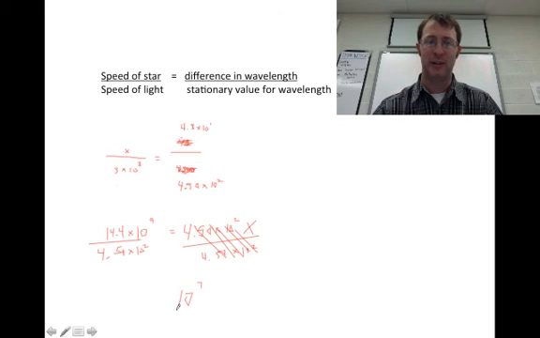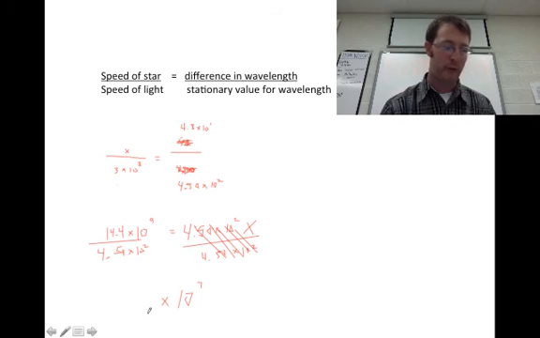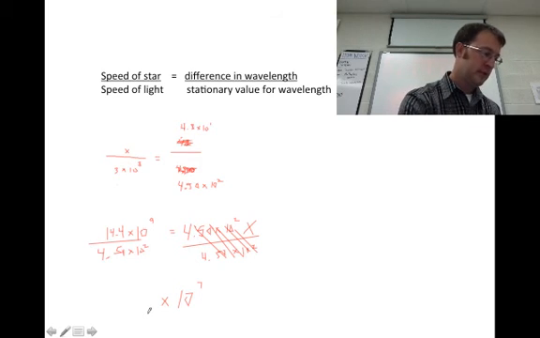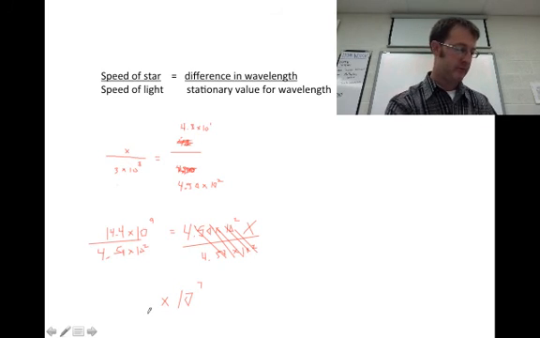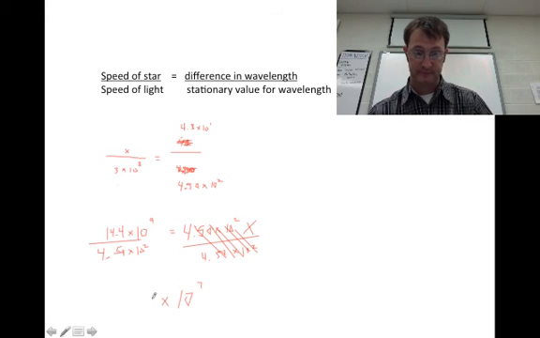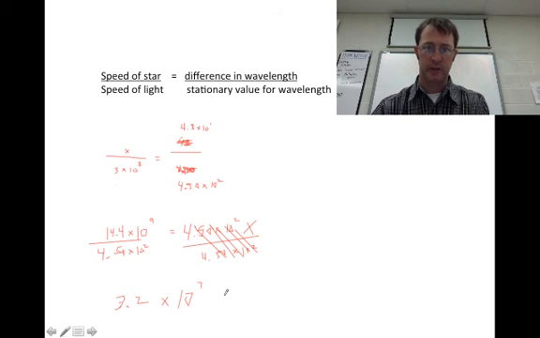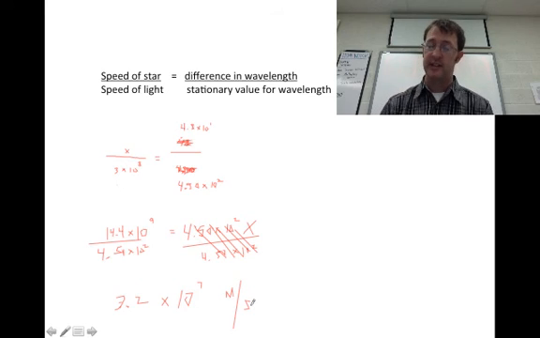I love how this program makes all my circles look like weird triangles. And then 14.4 divided by 4.5 is 3.2. And if we go back to our units, we'll know that our units for the speed was meters per second, and there's our final answer. That star is moving at 3.2 times 10 to the 7th meters per second. And since it's redshifted, it's moving away from us at that speed.